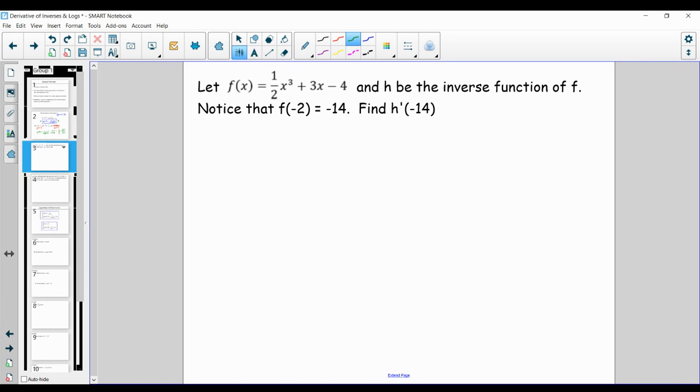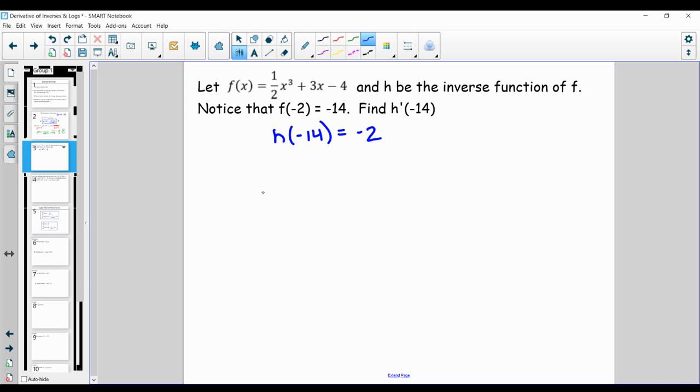Notice that f of negative 2 is equal to negative 14. Find h prime of negative 14. So since we know that h is the inverse function of f, we can take the point that they're giving us, f of negative 2 is equal to negative 14, and we can switch it and say h, the inverse of negative 14, is equal to negative 2.